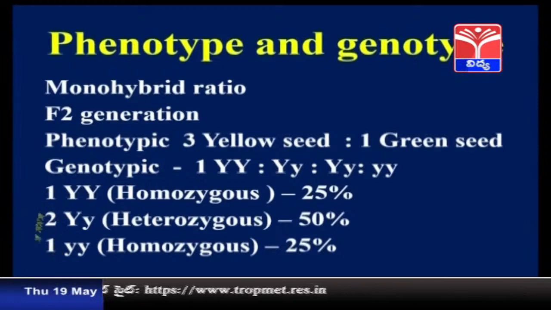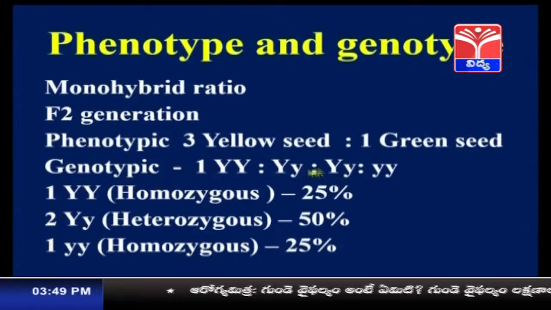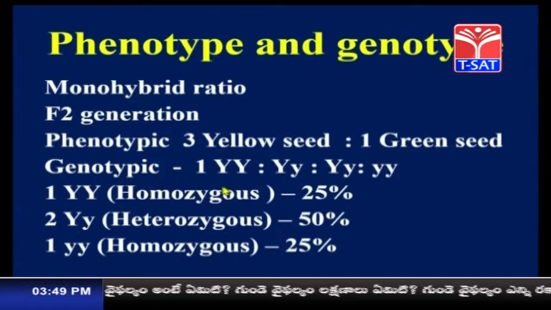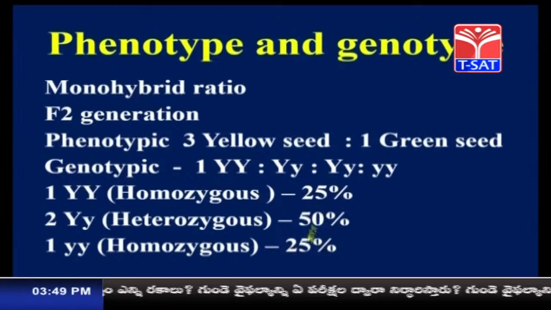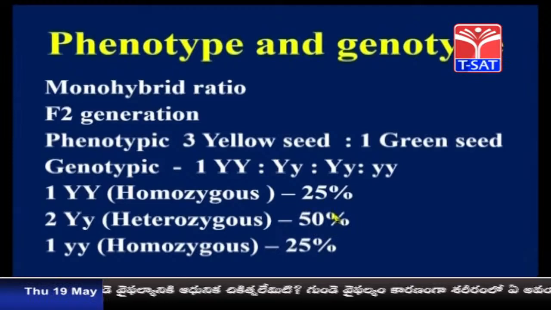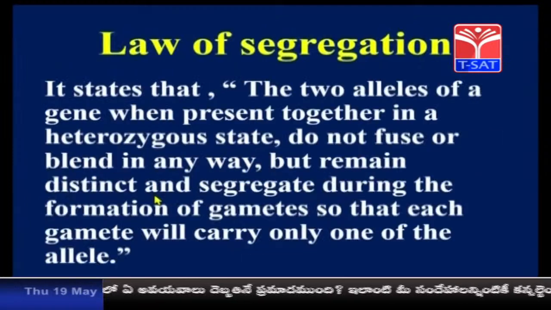1:2:1. Same 4 plants we got here, right? 1:2:1. 1 pure yellow, 1 pure green, 2 yellows, but you have even green color in them hidden. So this ratio is called 1:2:1. So 25% of them are pure yellow, 25% pure green, and 50% are hybrid plants. So this is the difference between phenotypic ratio and genotypic ratio.